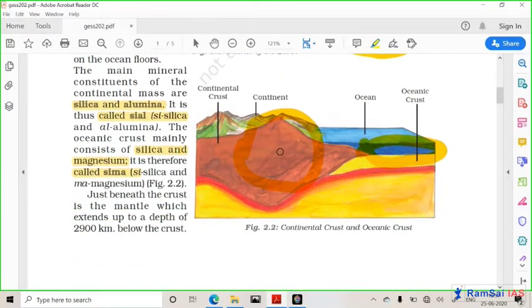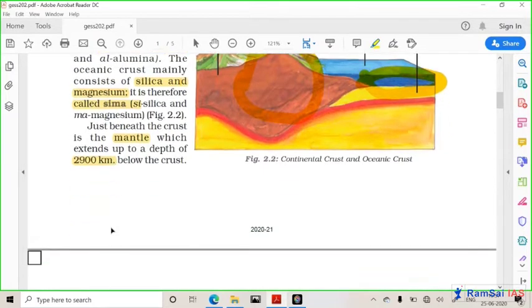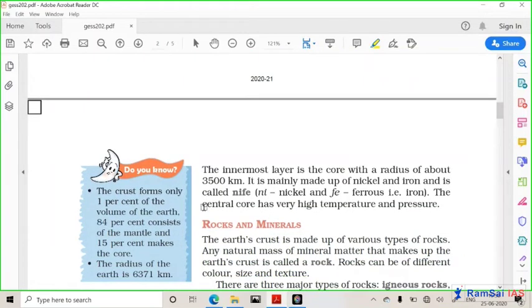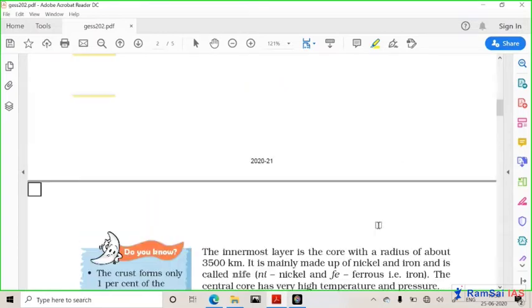So we have seen that continental crust is made up of silicon and aluminium. Oceanic crust is made up of silicon and magnesium. So Sial and Sima are the two parts of the crust. As you go beneath, you get the mantle. How much is it? It is 2900 kilometers just below the crust. From the boundary between crust and mantle to the boundary between mantle and outer core, the distance is 2900 kilometers.